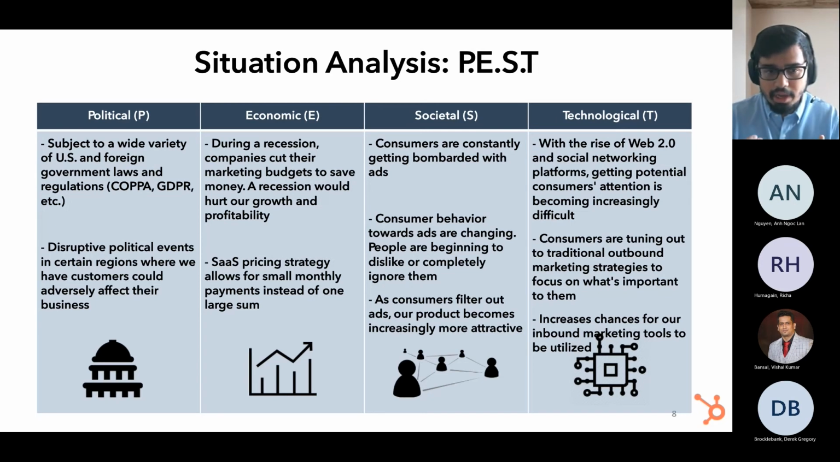Consumers are beginning to tune out traditional outbound marketing strategies and are focusing on what's important to them. And with companies looking for new methods to get their consumers' attention, it increases the chances for our inbound marketing tools to be utilized.